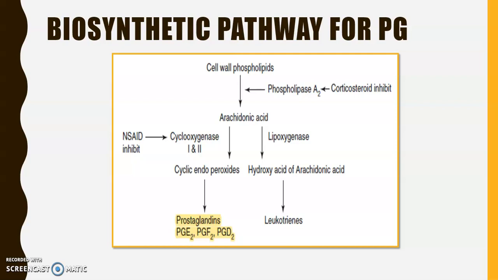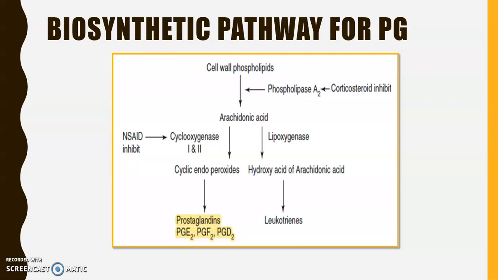Now, how are the prostaglandins synthesized? Cell wall phospholipids give rise to arachidonic acid. Arachidonic acid, when acted upon by cyclooxygenase 1 and 2, that is COX-1 and 2, gives cycloendoperoxides, which further give prostaglandins like PGE2, PGF2, PGD2. If lipoxygenase acts on arachidonic acid, we get hydroxy acid of arachidonic acid and further leukotrienes.